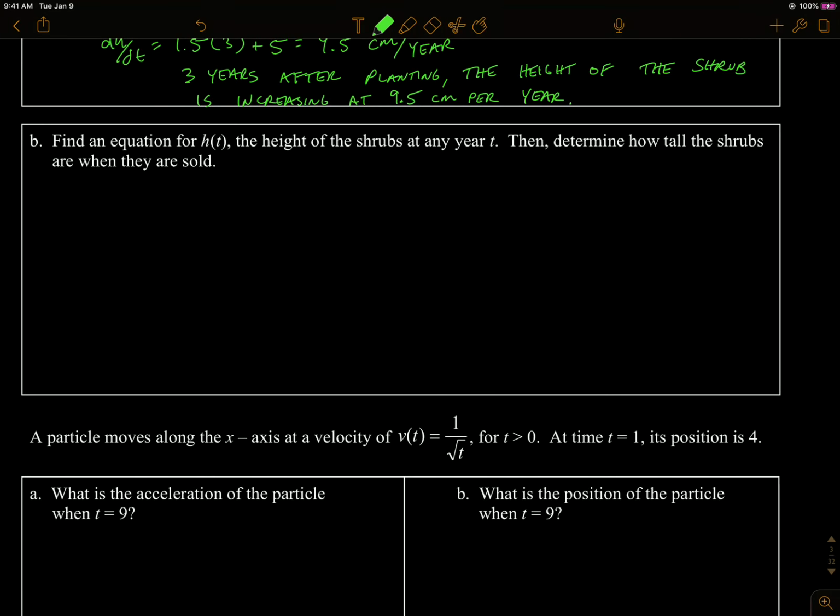Now they want us to find an equation for height. So now we take our differential, and we integrate both sides, because we want to get backwards to find what function this is the derivative of. So here's where this notation dh over dt comes in handy. We can treat it like division, so we can multiply both sides by dt.